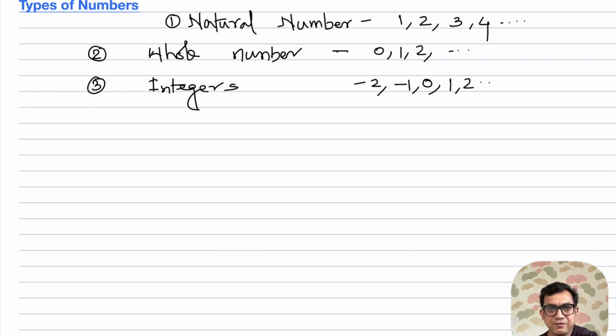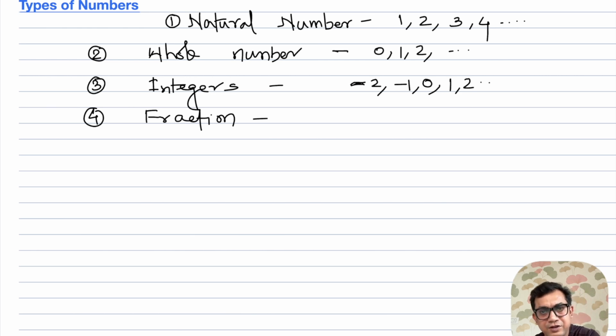So basically the fact is integers include the whole numbers and the natural numbers. So integer is the biggest set. If the number is not an integer, we'll call this fractions. Now what comes under fraction? Numbers that are not integers are called fractions.